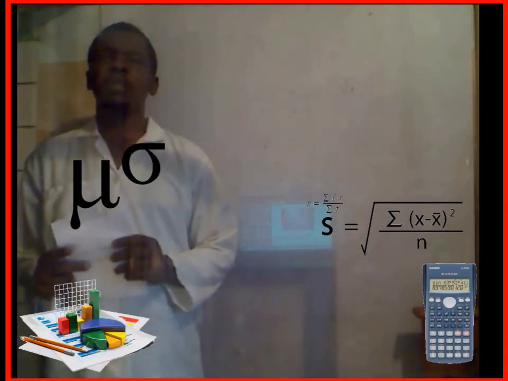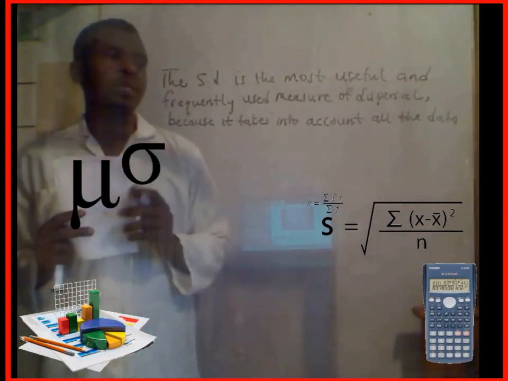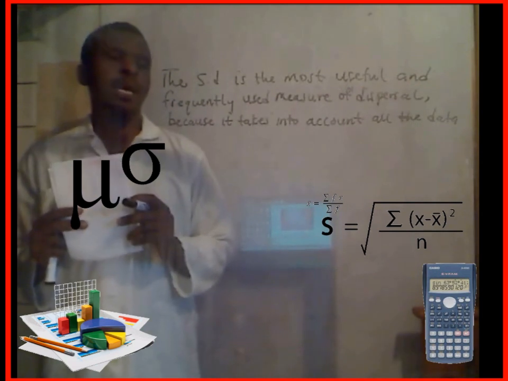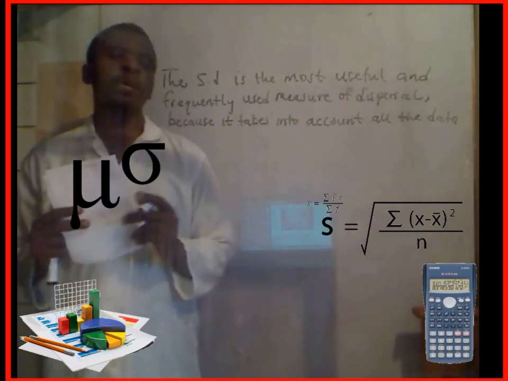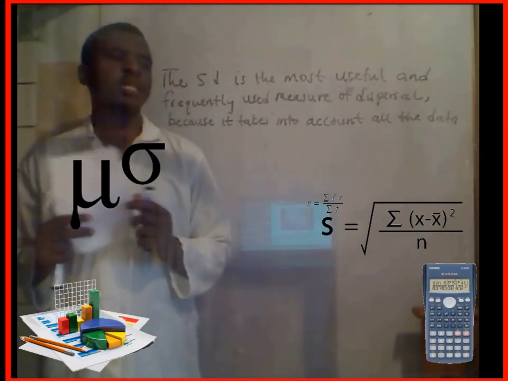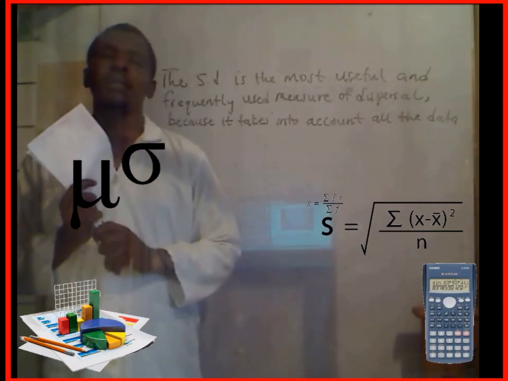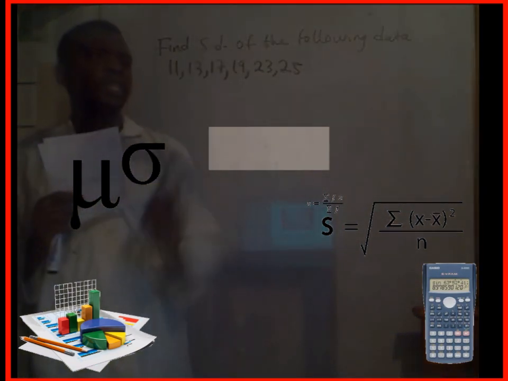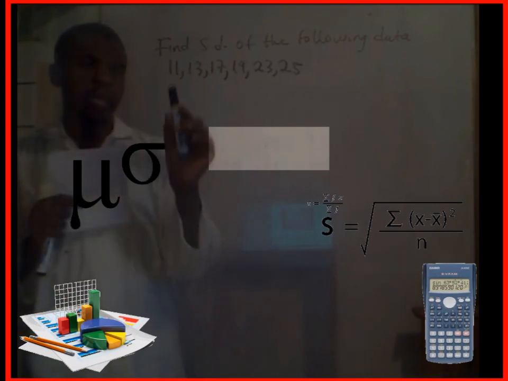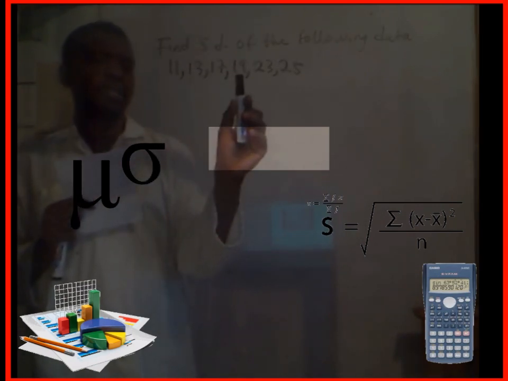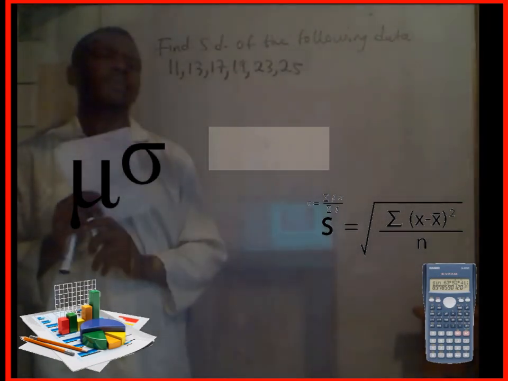Standard deviation from the mean. The standard deviation is the most useful and frequently used measure of dispersal because it takes into account all the data. Find the standard deviation of the following data: 11, 13, 17, 19, 23, and 25.